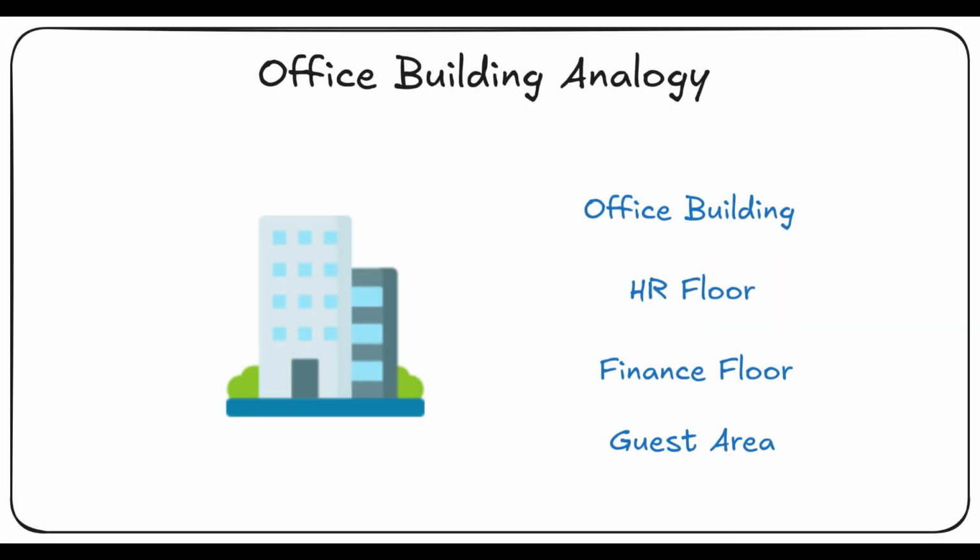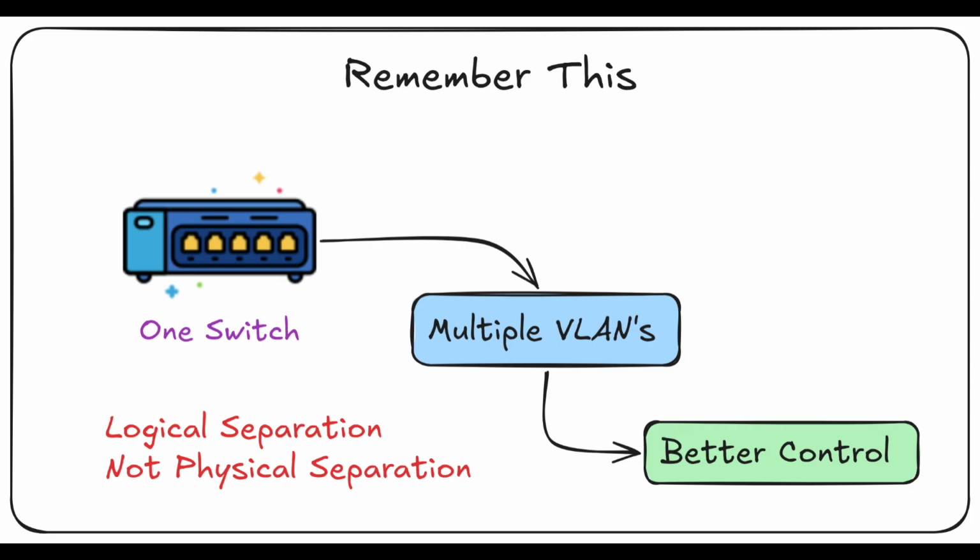You can think of a VLAN like different departments sharing the same office building. Everyone uses the same building, but each department has its own area and responsibilities. So, in summary, a VLAN creates logical separation within a network. It allows organizations to improve security, organization, and control without requiring separate physical networks.